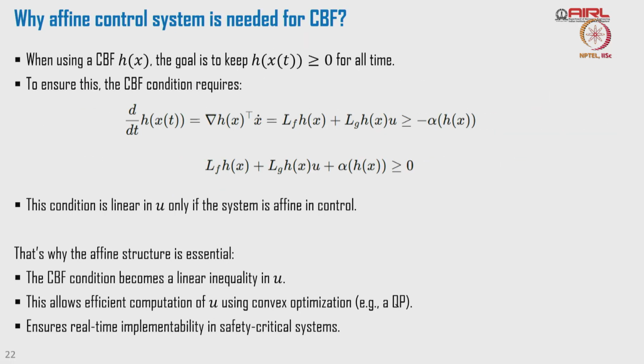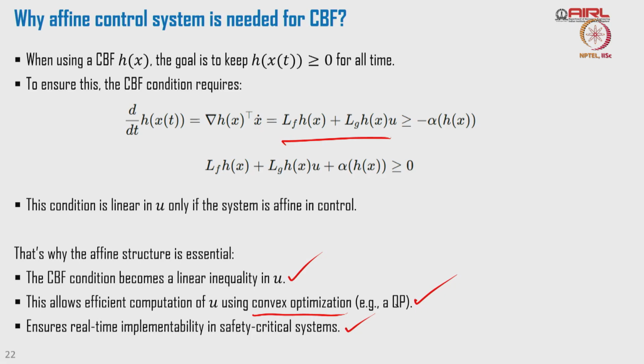Okay. Now, why is an affine control system required? You have seen that when we take the rate of change of the control barrier function, we get it in a very nice form. Affine control structure is essential because the CBF condition becomes a linear inequality in U. This allows efficient computation of U using a quadratic programming problem, and this ensures real-time implementability in safety critical systems. Why? Because it is a convex optimization problem, it can be solved in real time.